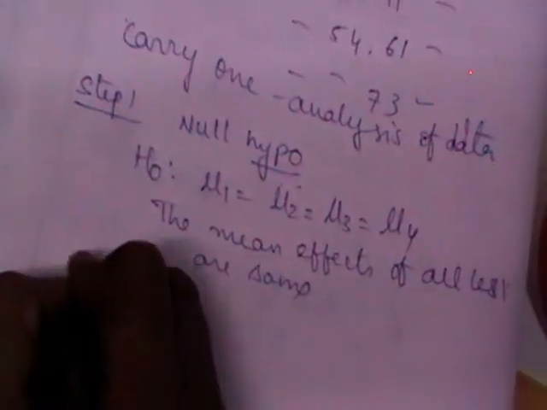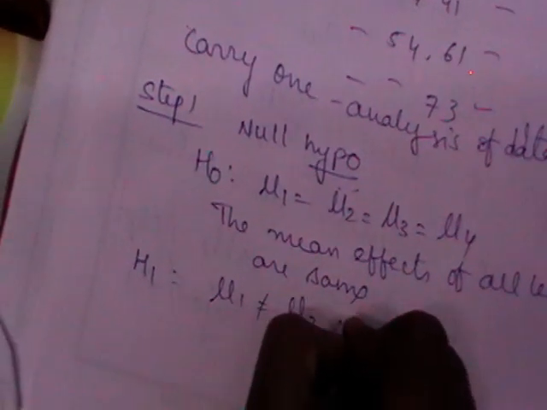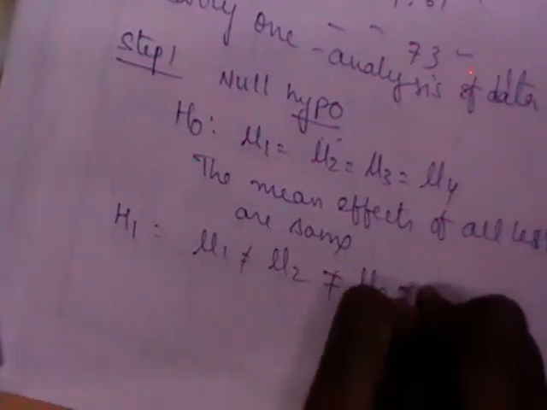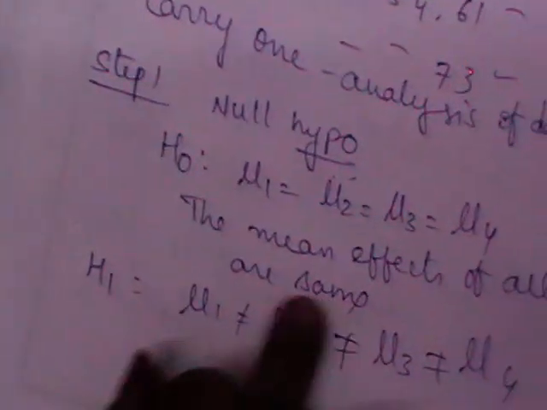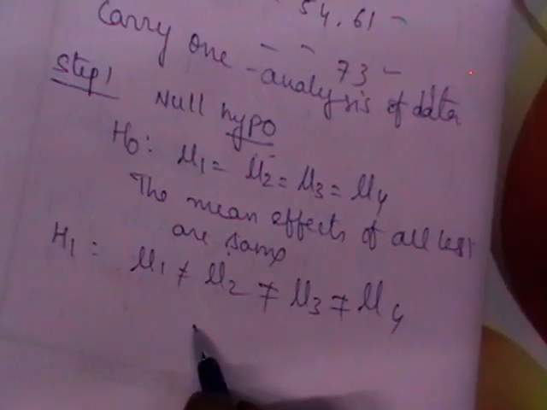Immediately after writing H0, you should write the alternative hypothesis, which is rival to the null hypothesis. If you write that the mean effects of all the textbooks are the same, H1 will be that the mean effects of all the textbooks are not the same. So after writing H0 and H1, you should go for the calculation process. For that, arrange the data in a systematic way.